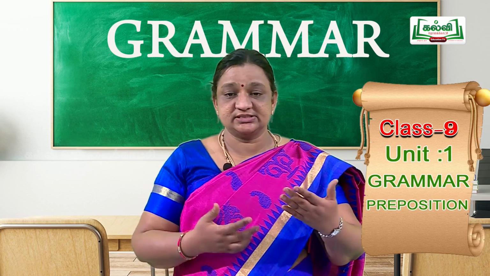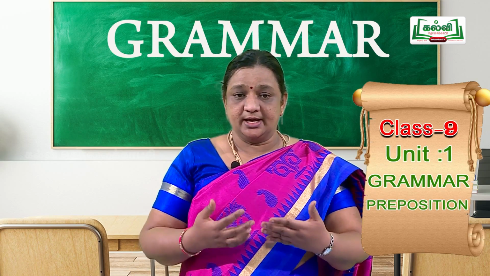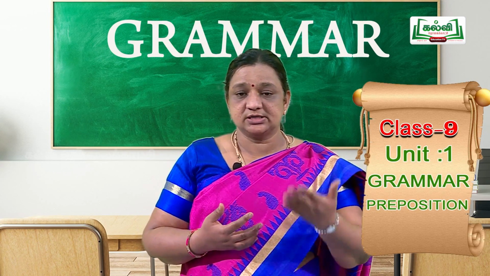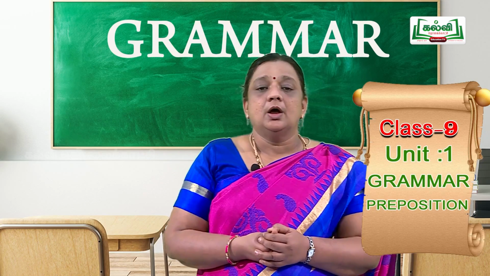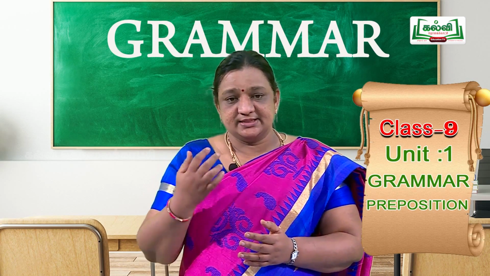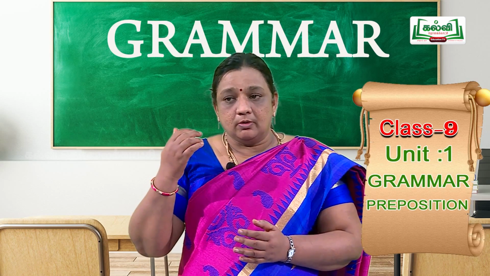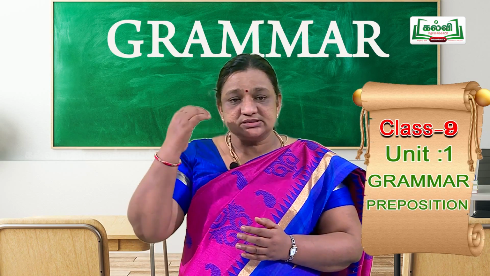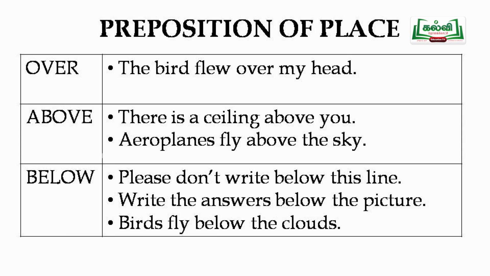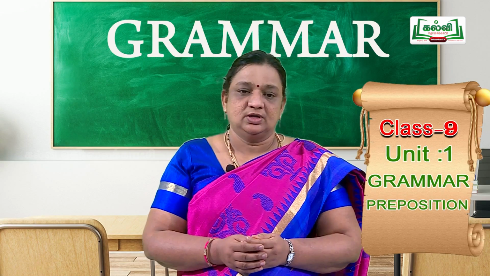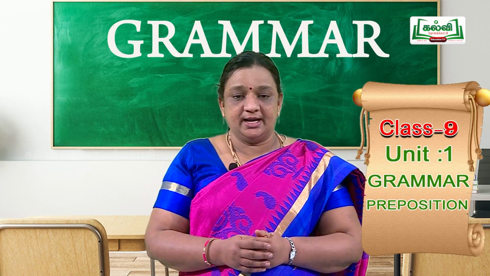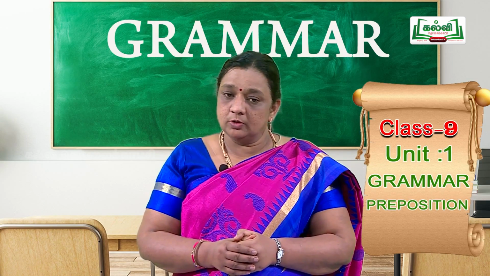So now you can understand that over is a preposition which tells us that the noun is somewhere above us. The bird flew over my head. The thief jumped over the gate. She held the umbrella over both of us.